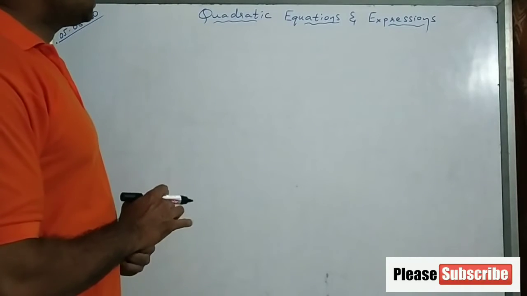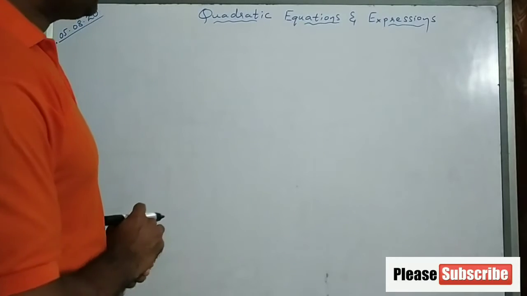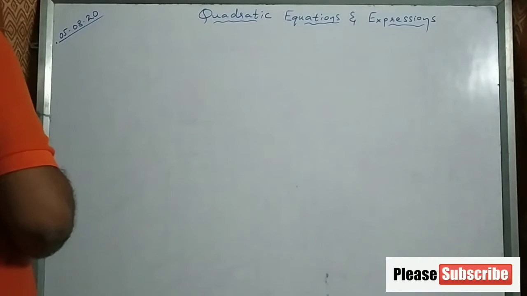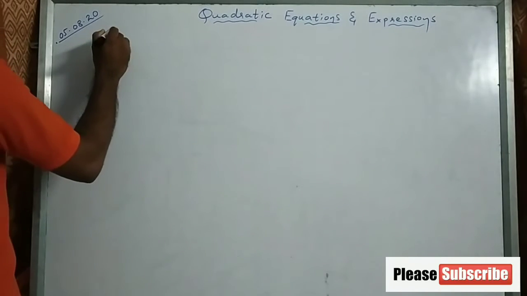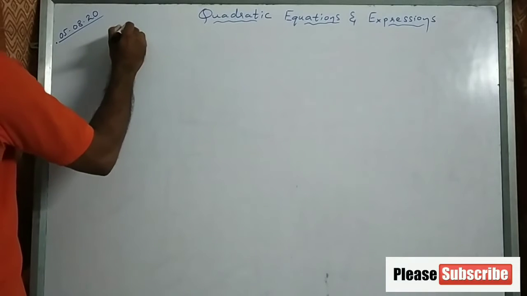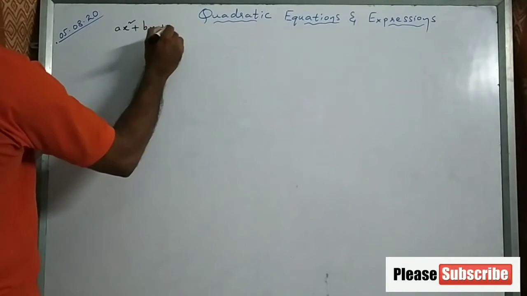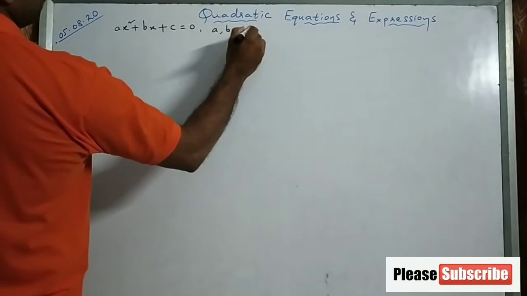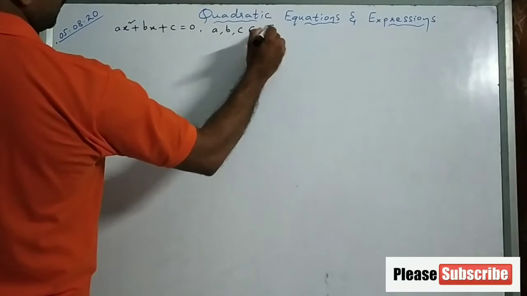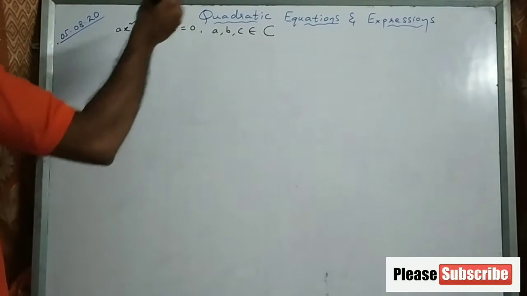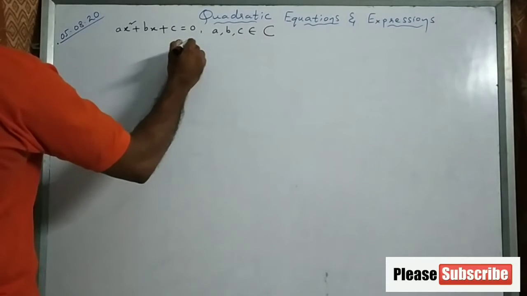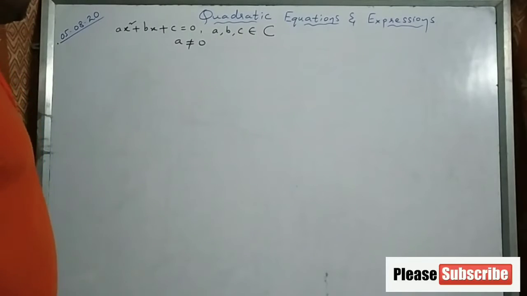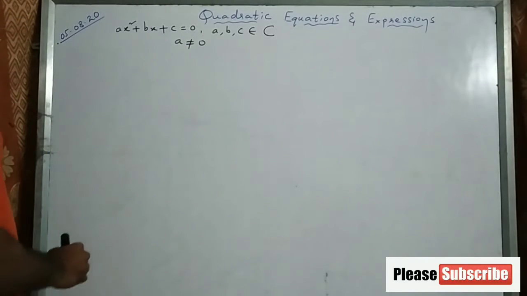Today let us see the topic quadratic equations and expressions. What is the general form of a quadratic equation? Ax square plus bx plus c equal to 0, where a, b, c belong to any complex number, not only real numbers, any complex number, and a cannot be 0. This type of equation is called a quadratic equation.